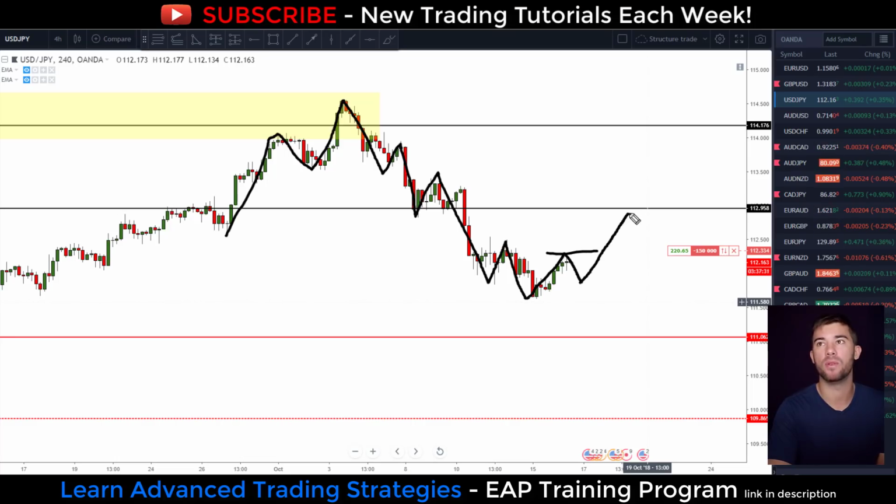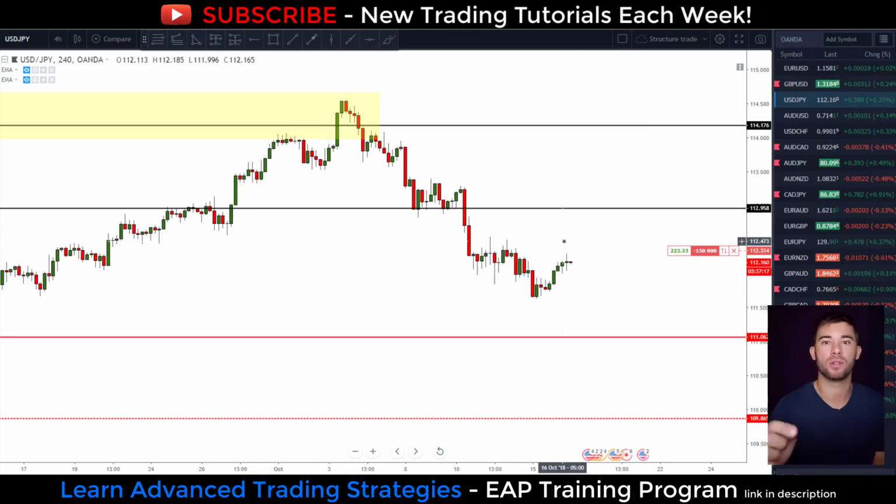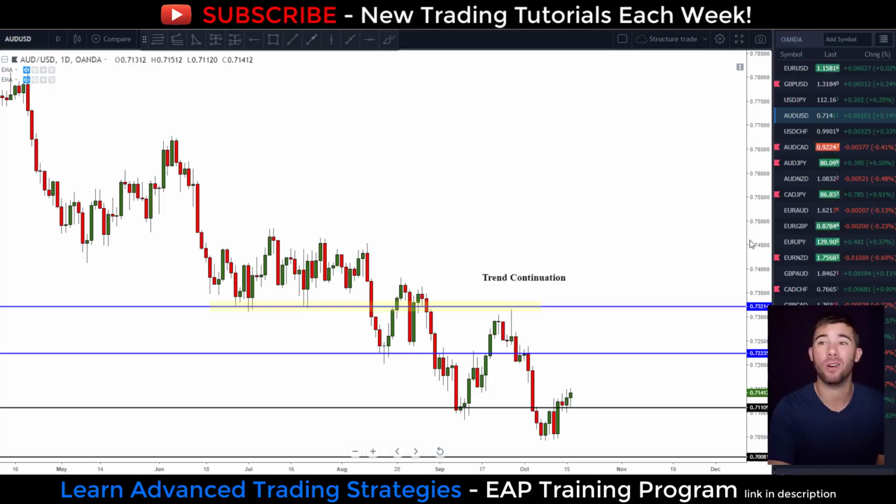But if we can get a move all the way up to this major level of structure at 113, this even handled number, that can be a possible place to look for the continuation of this little downtrend that we see now. And that's what we're talking about when we say on this 4-hour time frame, looking for trend continuation to the downside. Now, zoom back out to the daily chart. We'll move on to our next pair, which is the Aussie dollar.